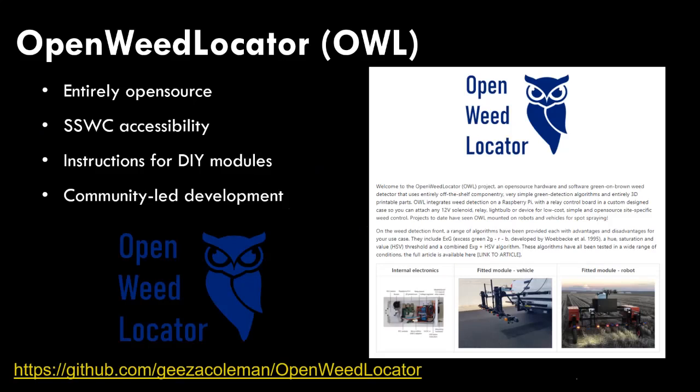And also, I'd just like to mention, while we've been developing Weed AI as an open source data source, the Open Weed Locator we just recently launched this week. And this is an open source software and hardware green on brown weed detector. So it's image based, and what it does is just pick out the green color of weeds in fallow situations. There's no machine learning involved. It's just, I guess, artificial intelligence or whatever you'd like to call it. But people can go check out the full code.